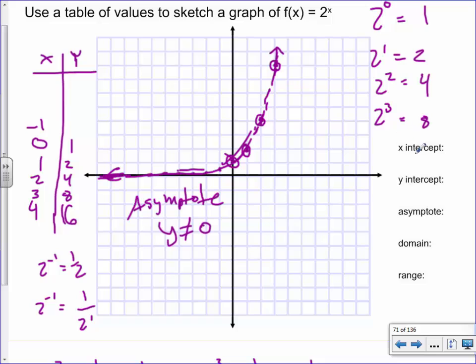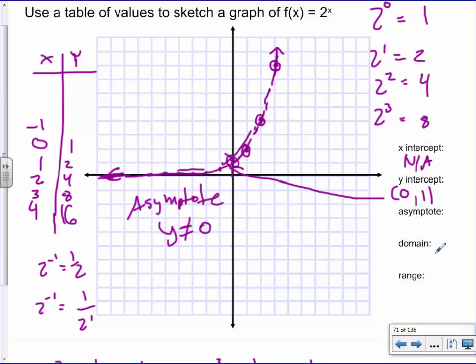So, okay, let's talk through these properties. Is there an x-intercept? There isn't, actually. By definition, this exponential graph can't have an x-intercept because you can't somehow make this get as low as 0. I know I kind of drew it as though there was one, but there isn't. Where's your y-intercept? Yeah, (0, 1).